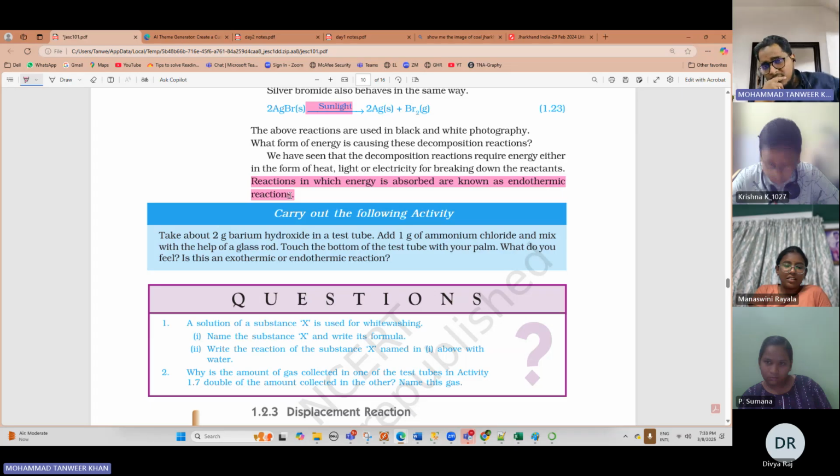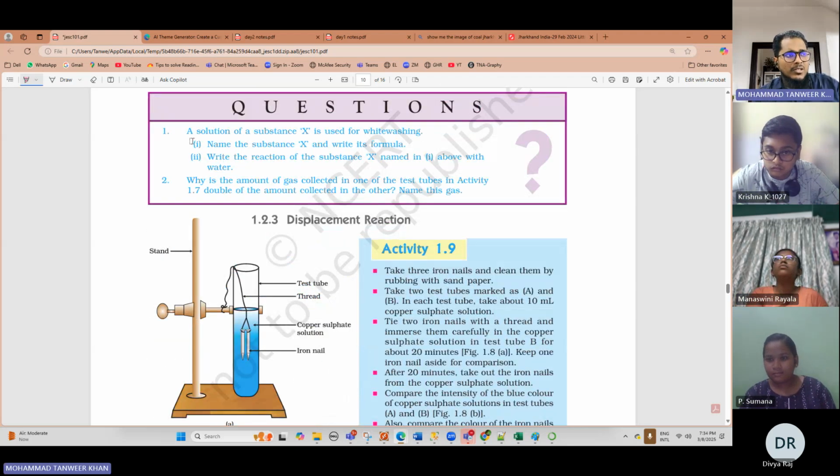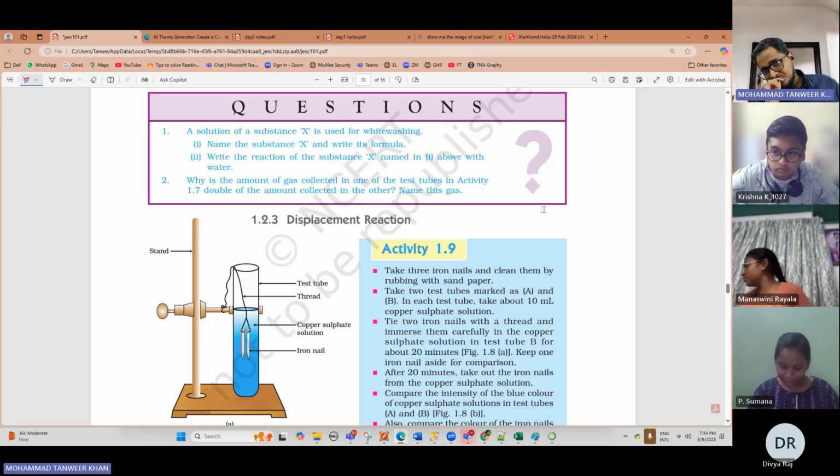Combination reaction, example of it, then decomposition reaction, definition of it, then example. Exothermic reaction, definition of it, example. Endothermic reaction, definition of it, and example. Okay, you all will do it. Homework is clear. Yes, sir. Okay, now these are the questions. You have to do this question as well. And Monday, I will take a test.